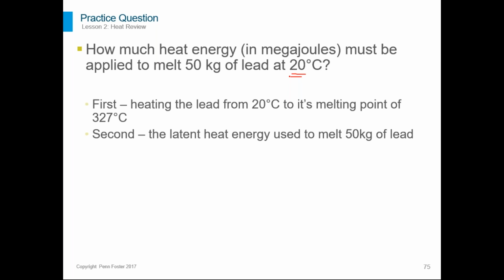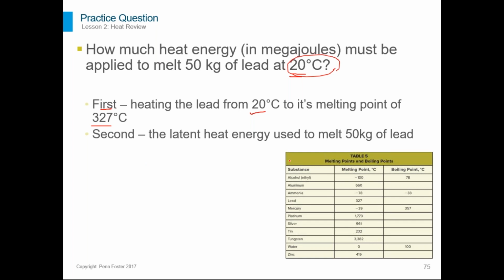So we have to do two steps, two different calculations. The first one is actually just heating the lead up. How do you get from 20 degrees Celsius to its melting point of 327 degrees Celsius? And then the second step is finding the latent heat. So let's look at how we do all that. Again, if you look back at table 5, the melting temperature of lead is 327.